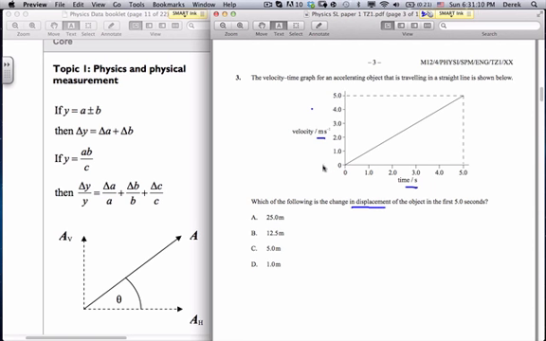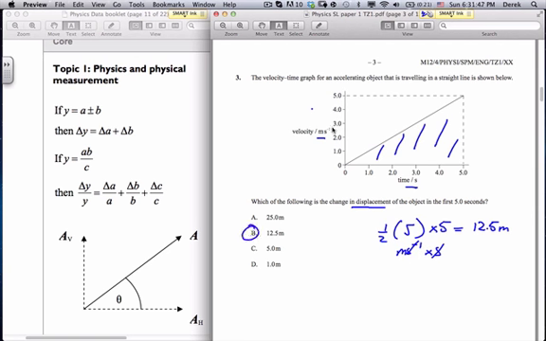Now the displacement from a velocity time graph is your area, so we actually need to calculate what this area is here. And because that's just a triangle, we're going to have half the base times the height, which would be 5 times 5, which is 25, times a half, which is equal to 12.5 meters. We can see that our units work, don't they? Because we're going to have meters per second times a second, and those cancel out, and you're left with a meter. So B is your correct answer, 12.5.